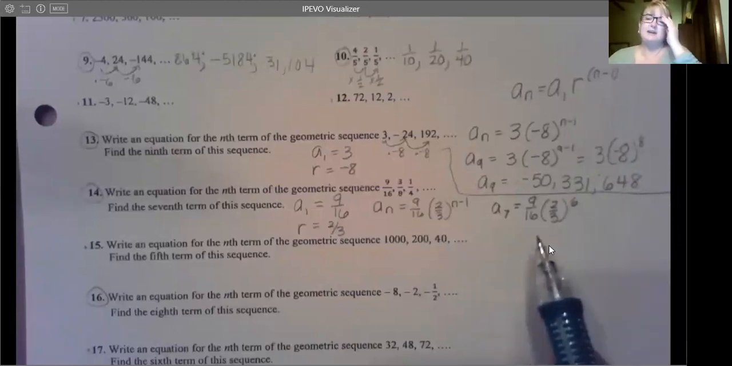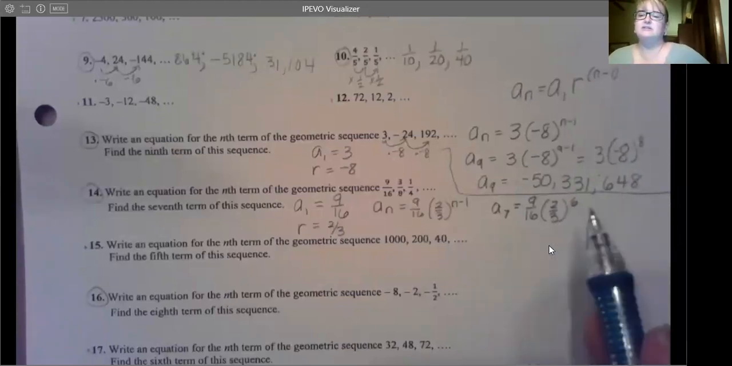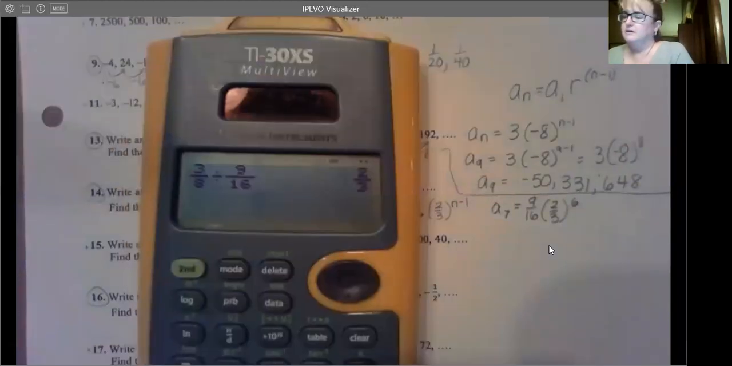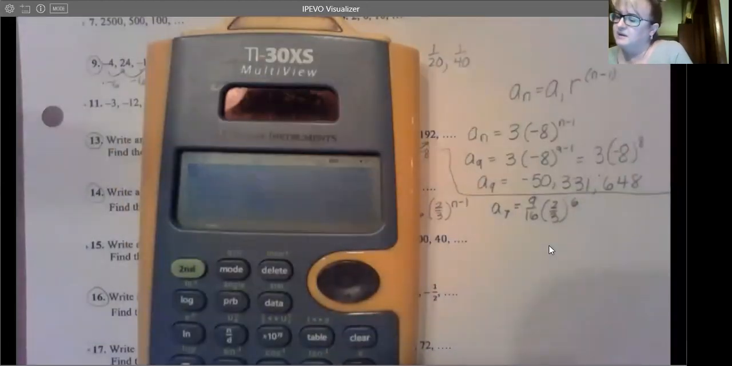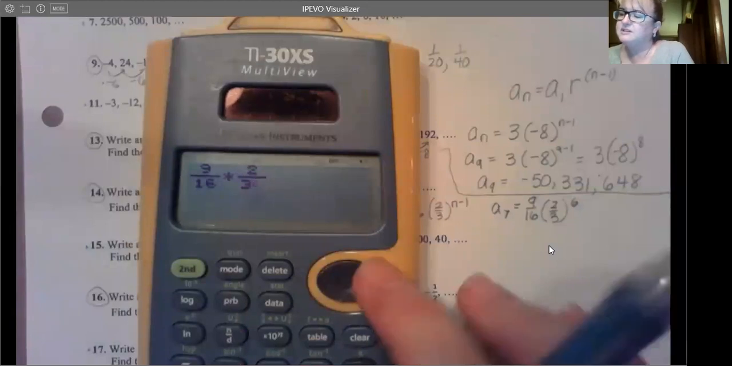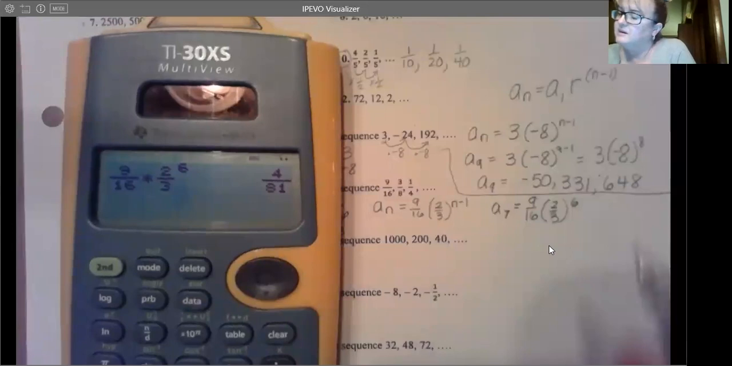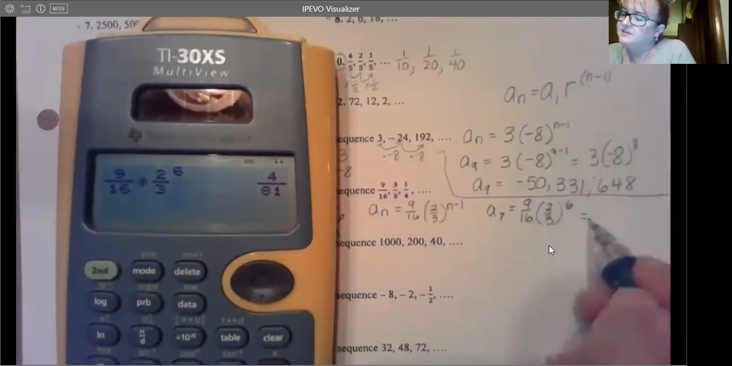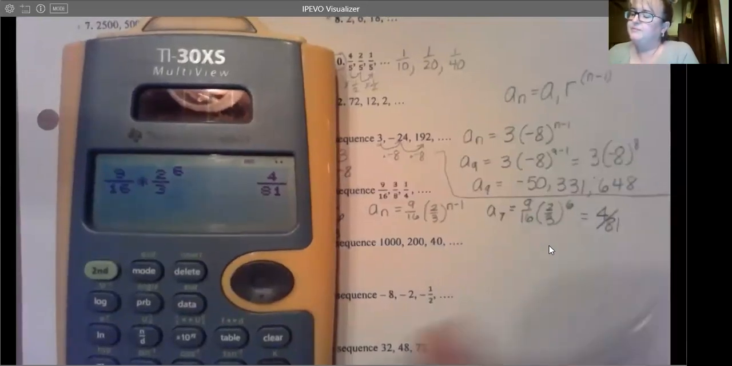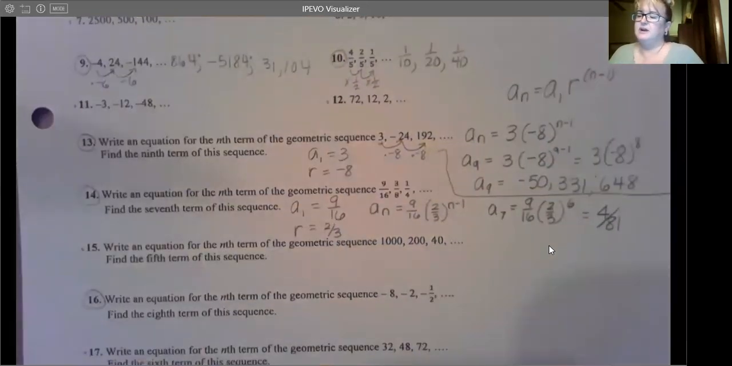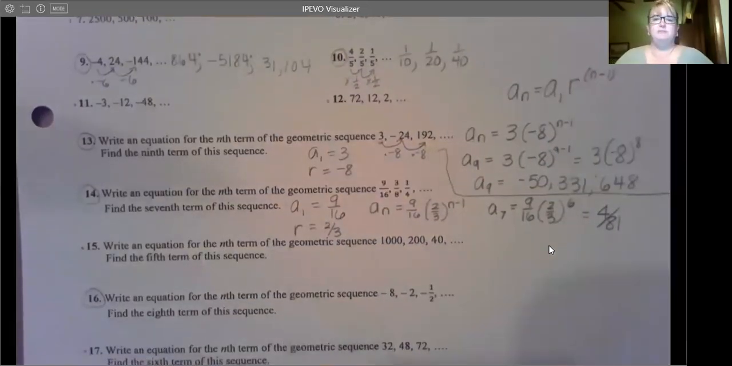So I'm going to do in my calculator, 9/16 times 2/3 raised to the 6th power, equals 4/81. So the 7th term is 4/81. There's your answer. All right, 15, I want you to try on your own.